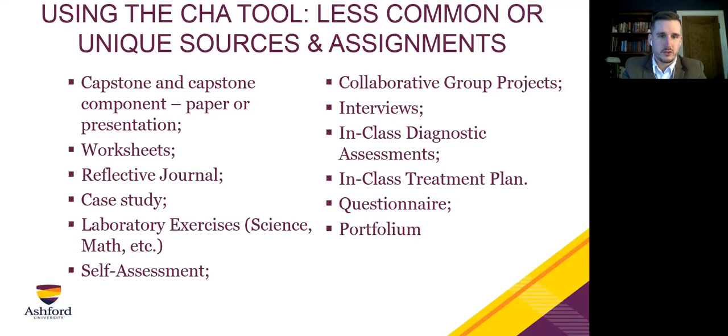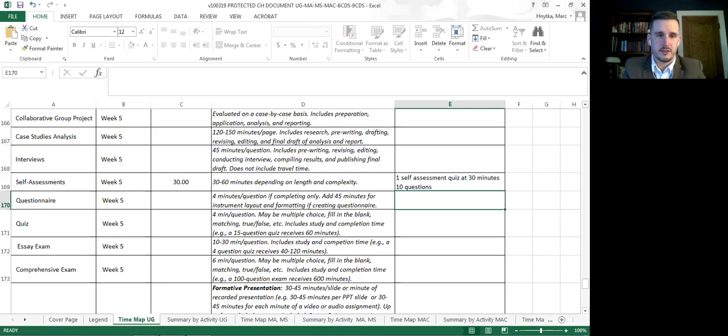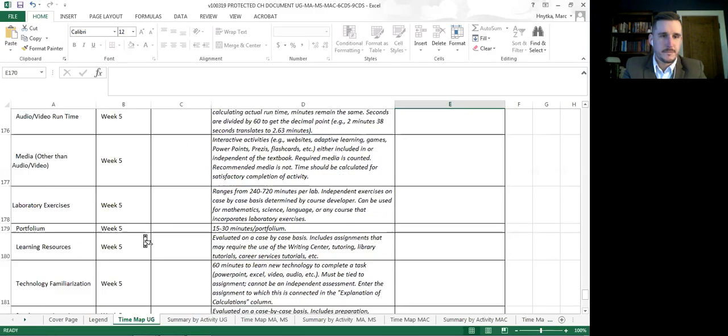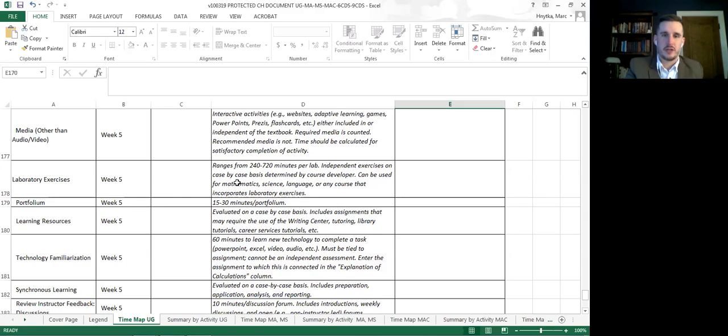Next, we are going to talk about laboratory exercises. Laboratory exercises can be science laboratories, they could be a math laboratory type exercise, and language, any course that incorporates something that would be considered a laboratory exercise. And this ranges, it's a large range, 240 to 720 minutes per lab. It's best to assess these on a case-by-case basis.